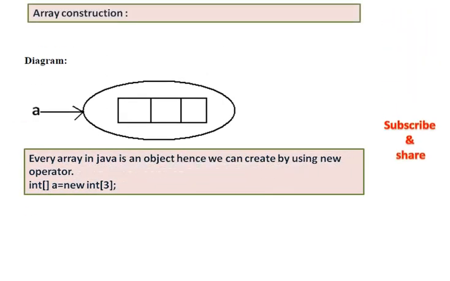So guys, the construction. Every array in Java is an object, hence we can create it by using the new operator like below. int[] a = new int[3]. What is the meaning of 3? It's the size of the array. So 3 buckets will be created, and a is the object reference, or array type reference, that will be referring to that variable. So a is called a reference of the array, and it will be created of size 3. Okay guys, this is how we construct an array.